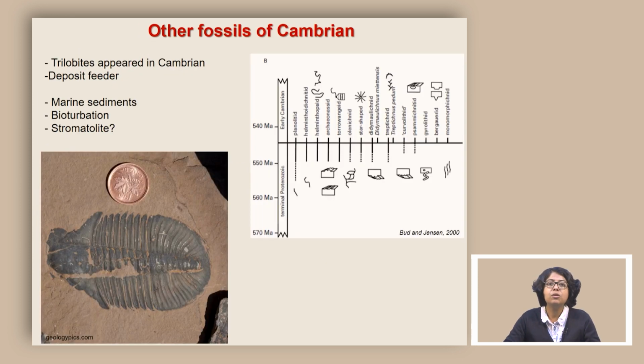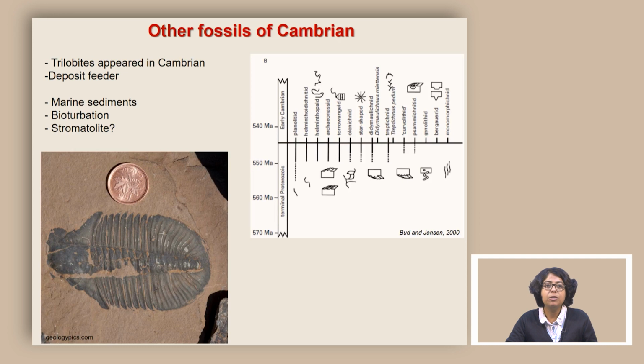The other fossils of Cambrian, apart from the groups that we talked about, are trilobites. Trilobites are very important fossils of Cambrian, and they were deposit feeders. There was a time when Cambrian used to be equated with the appearance of trilobites, because they were very common, they were very distinct, and they are extinct forms. So, there was a lot of interest about trilobites. And these trilobites were deposit feeders, and they lived in different depths of the ocean.